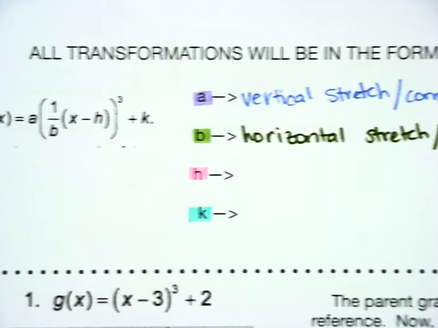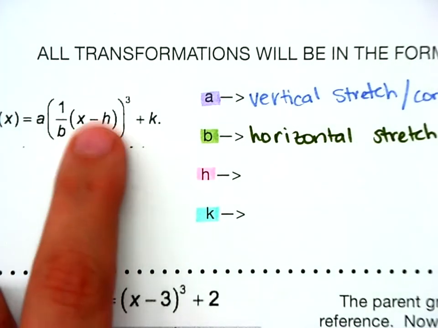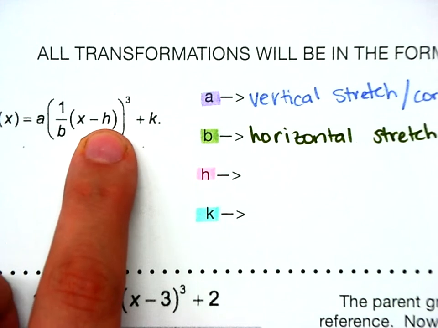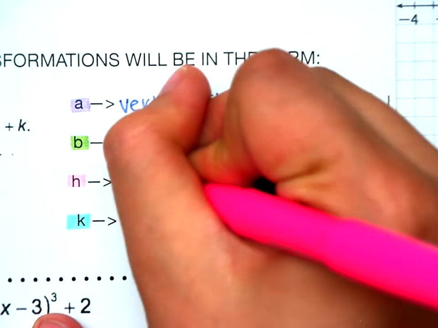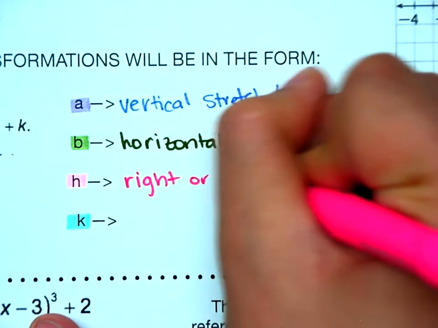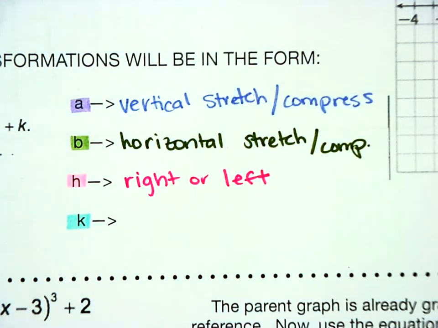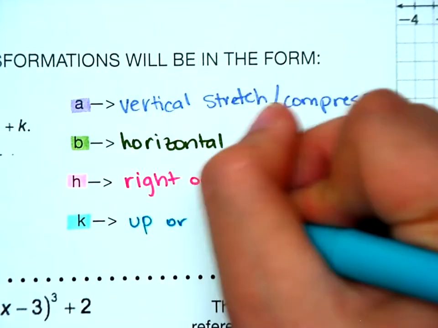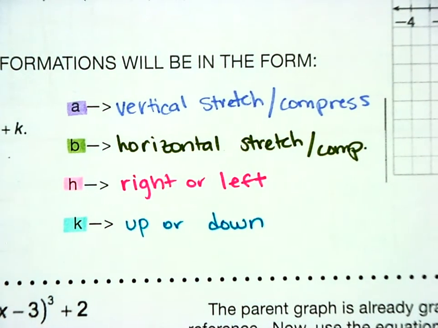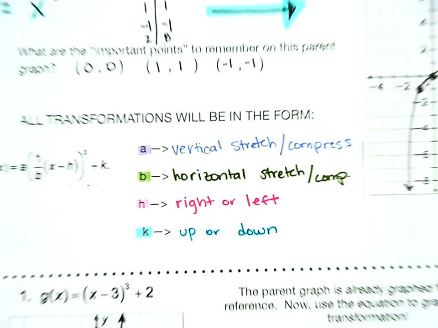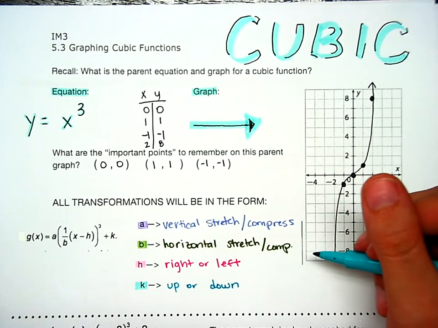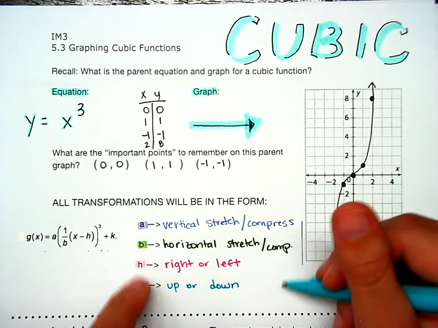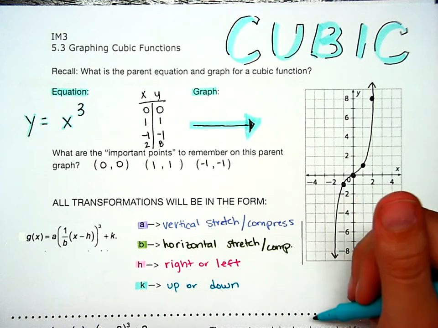You'll recognize these from any other function that you transform. H is going to be a horizontal slide or translation, and then k is going to be a vertical one. So h is going to be moving to the right or left, and then k is going to be moving up or down. So sometimes we'll have all 4 of these, sometimes we'll have one or the other, lots of different combinations, but just know that each one of these affects the graph differently. Okay, so let's try these out.